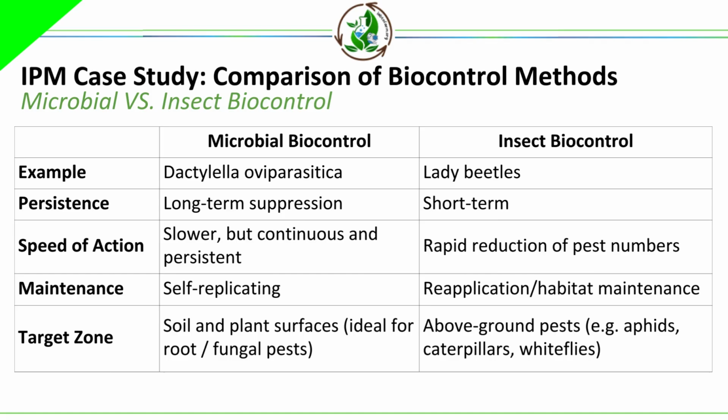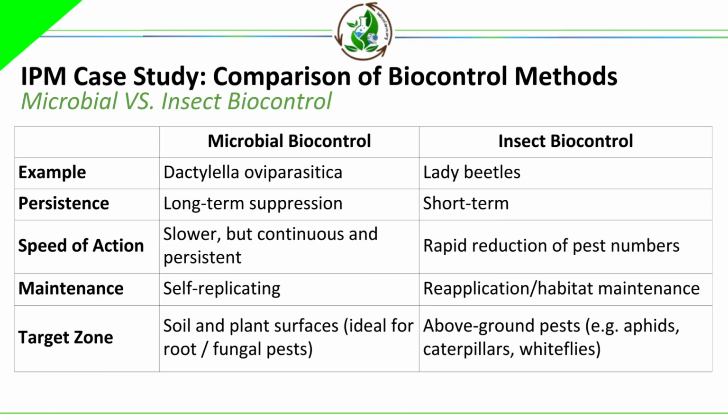So, microbes are more like a slow, steady defense system in the soil and on roots, while insects are fast-acting responders against pests such as aphids, caterpillars, and whiteflies on leaves and shoots. In practice, farmers can combine both strategies to match their crop, their pest problems, and their management goals.